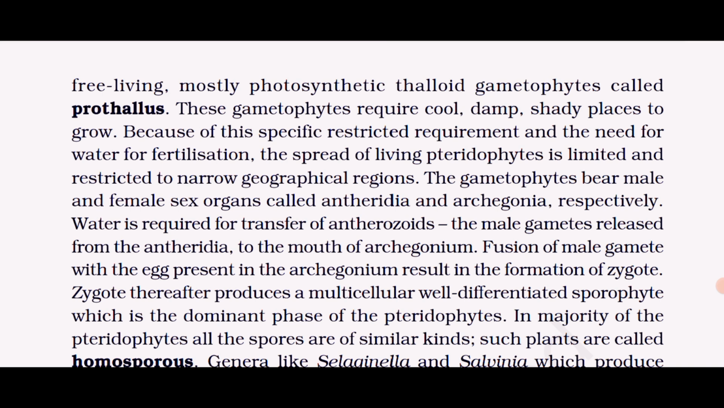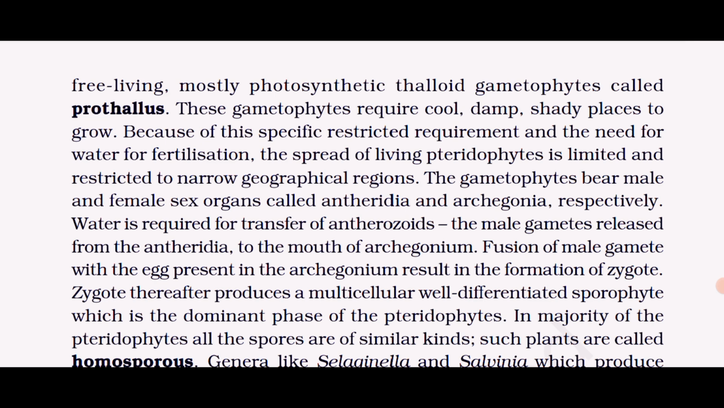The gametophytes bear male and female sex organs called antheridia and archegonia, respectively. Water is required for transfer of antherozoids, the male gametes released from the antheridia, to the mouth of the archegonium. Fusion of male gametes with the egg present in the archegonium results in the formation of zygote. Zygote thereafter produces a multicellular, well-differentiated sporophyte, which is the dominant phase of the pteridophytes.